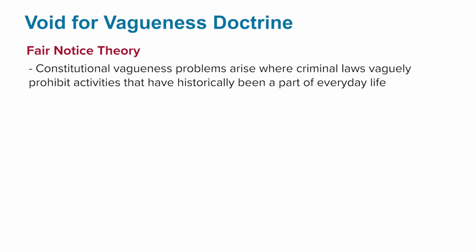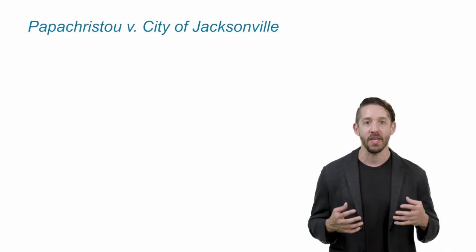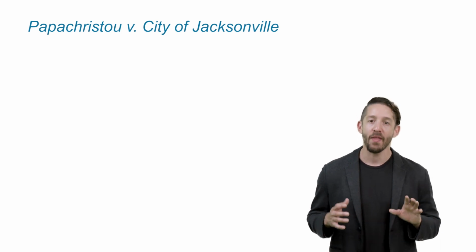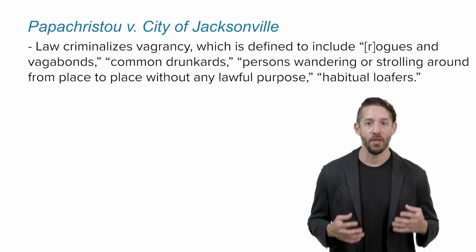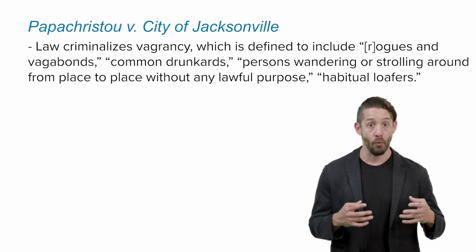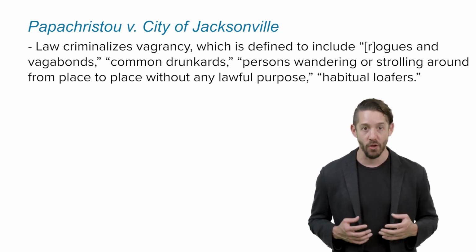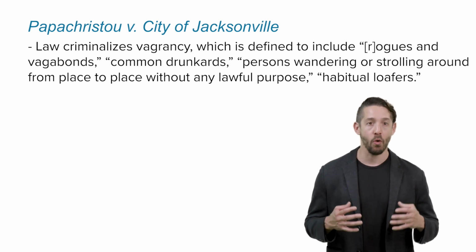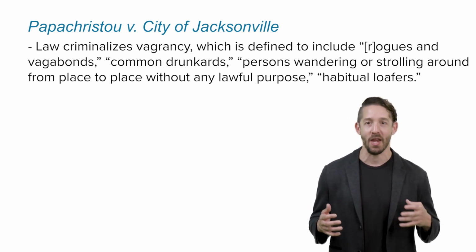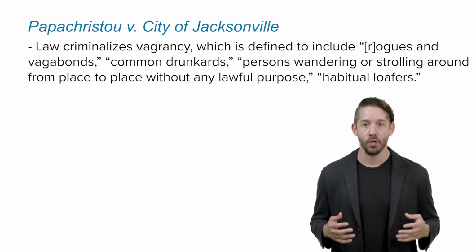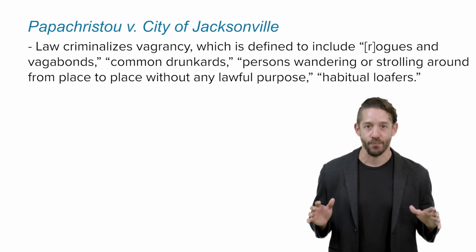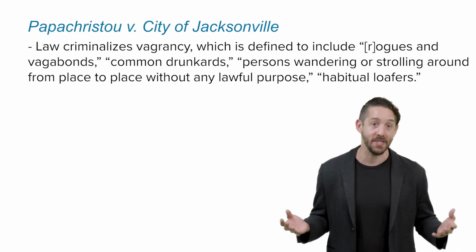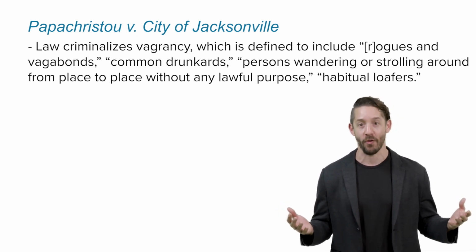everyday life. So for example, consider the vagrancy law in the case of Papachristou v. City of Jacksonville. The law in that case prohibited a person from being a vagrant. Vagrants in turn were described by the law as people such as, quote, rogues and vagabonds, common drunkards, persons wandering or strolling around from place to place without any lawful purpose, habitual loafers, and others. So this language is incredibly unclear. What kinds of people qualify as a common drunkard or a habitual loafer?